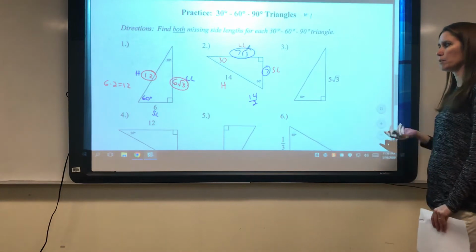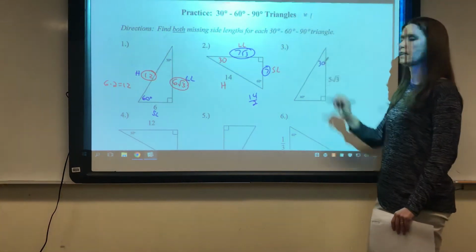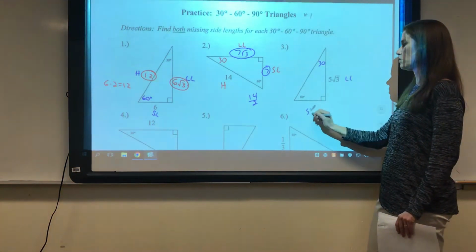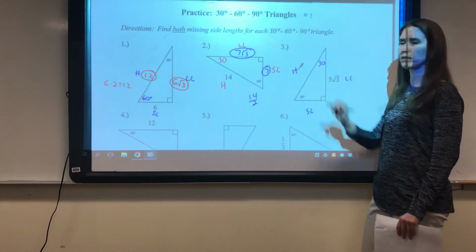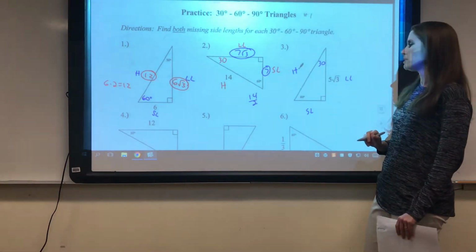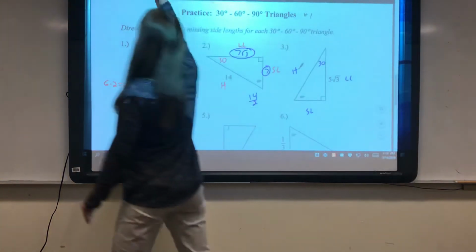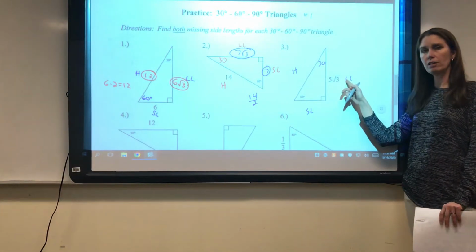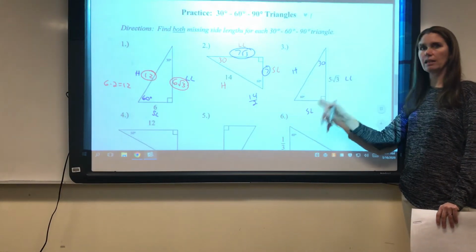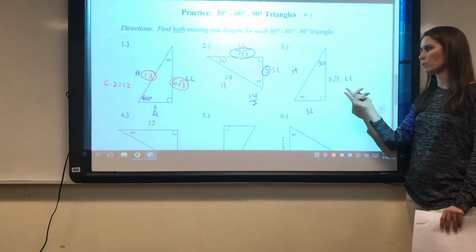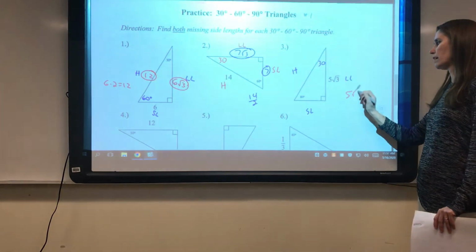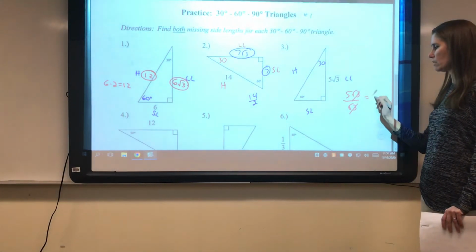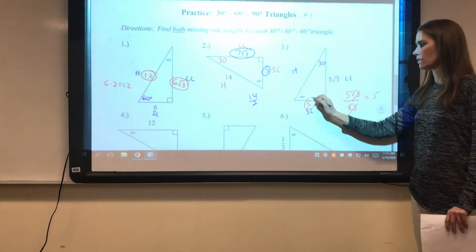All right, on number 3, if we've got 60 and 90, then I know that angle is 30. Again, label your side lengths. Across the 60 is long leg, across the 30 is short leg, across the 90 is the hypotenuse. And in that particular case, if I know the long leg and I'm trying to get the short leg, I'm going to divide. I'm trying to get a smaller number. And what do I divide by? Square root of 3. So 5 square root of 3 divided by square root of 3. Remember, these square root of 3's cancel out, and I'm left with just 5. So that's how I get the short leg.